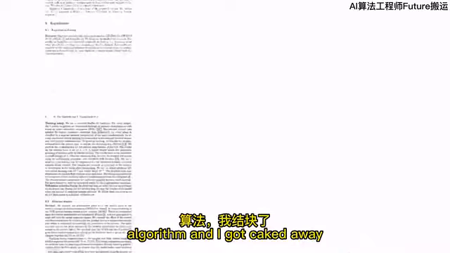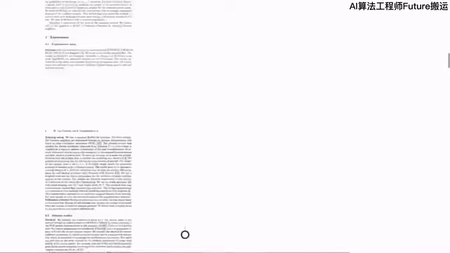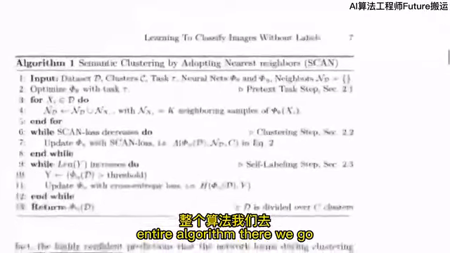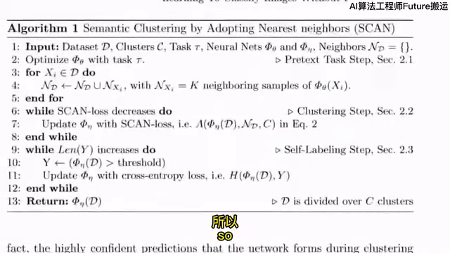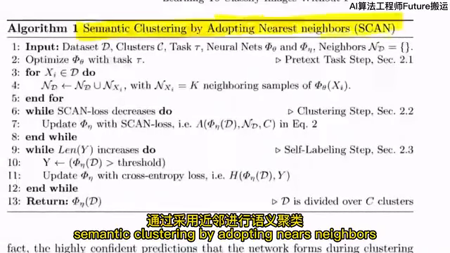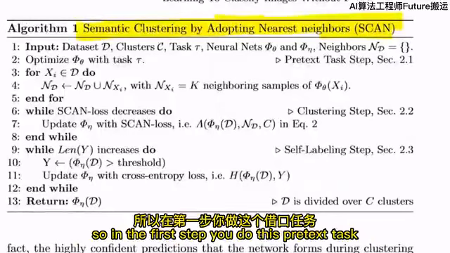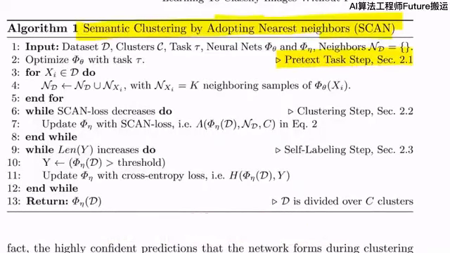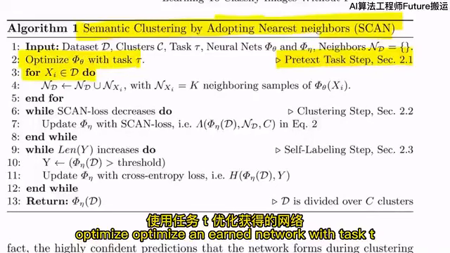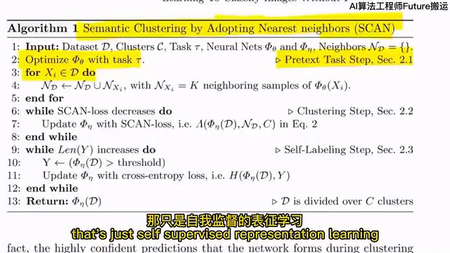So this is the entire algorithm. So, semantic clustering by adopting nearest neighbors, their SCAN algorithm. In the first step, you do this pretext task. This is the self-supervision, the representation learning, for your entire data set. Optimize the neural network with task T. That's just self-supervised representation learning.